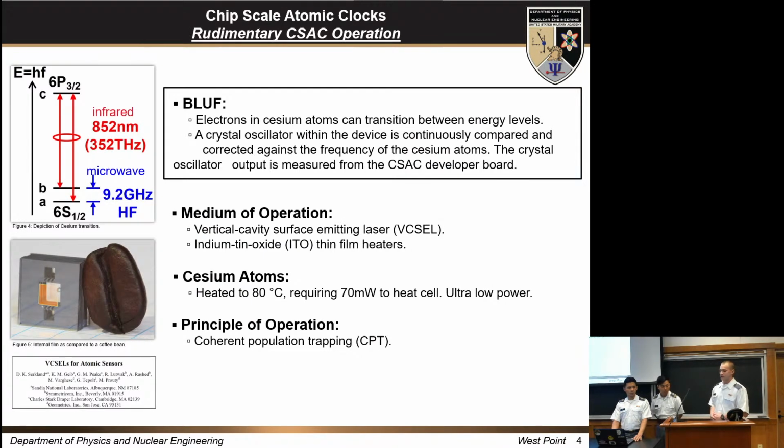A rudimentary understanding of how a CSAC operates is that cesium electrons can transition between states, and an infrared laser is used to read off the difference between those states, and that is used to help guide the crystal oscillator that exists in the CSAC, and then is reported as time.